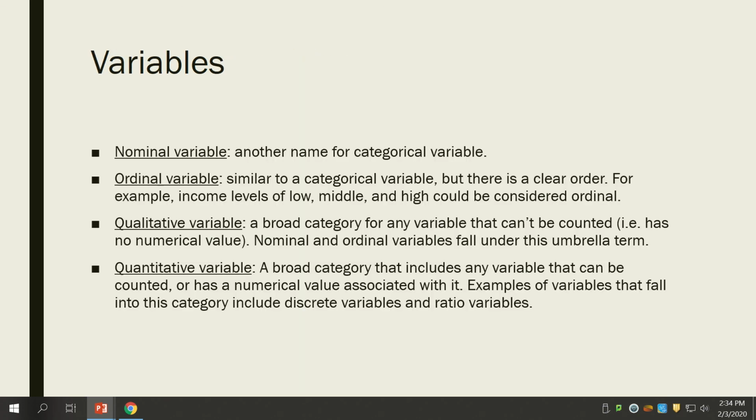All right. So nominal variable, essentially, that is just a categorical variable. I just want you to know that nominal variable is another term for it. An ordinal variable is similar to the categorical one, except there's a clear order to it. The classic example is individuals who run a race. First place, second place, third place, fourth place, all of that. That's an example of an ordinal variable. There's an order to them.